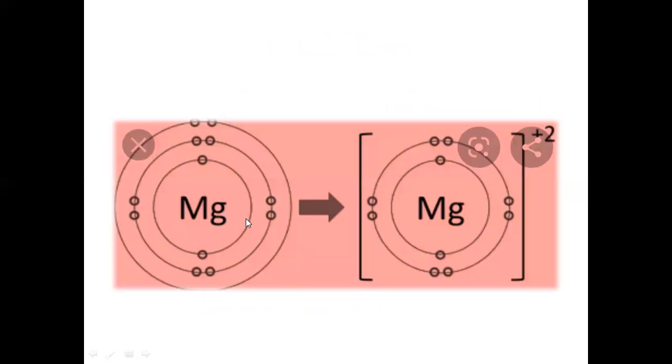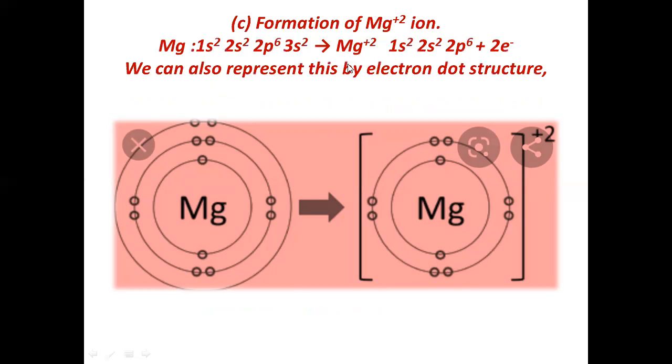How are these ions formed? Magnesium will form the plus 2 cation, or divalent cation, by losing 2 electrons. And this is the configuration. It has 2 electrons in the outermost shell. After losing those 2 electrons, it will get the plus 2 charge.